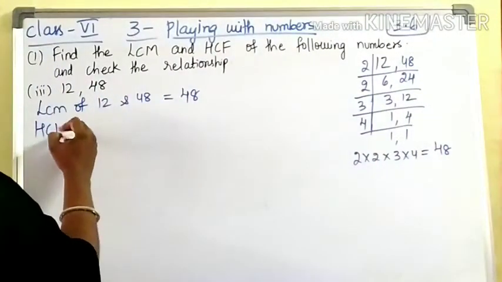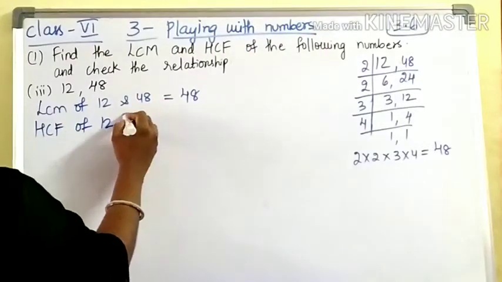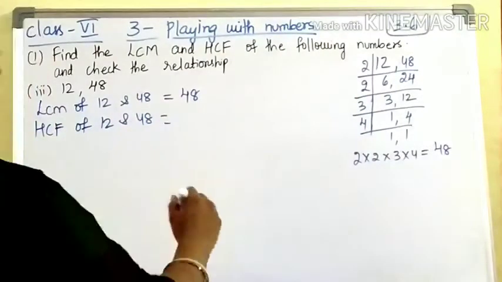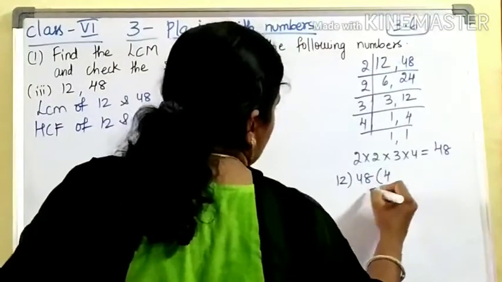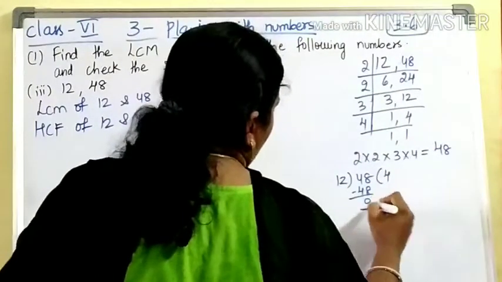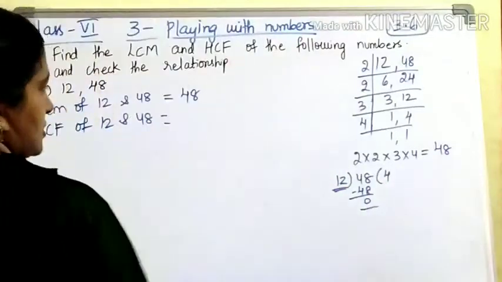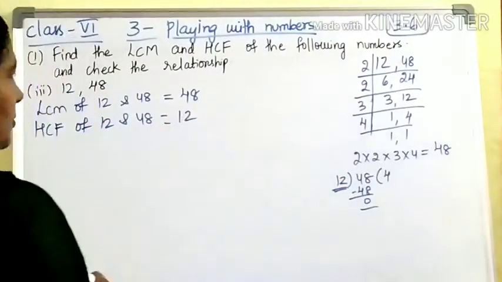Now we will find the HCF. HCF of 12 and 48. That is, I am going by the division method. 12 fours are 48. So for what divisor are you getting 0 as remainder? 12. So HCF is nothing but 12.